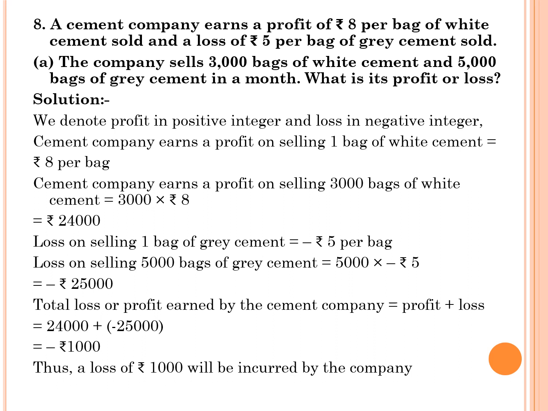Next question. A cement company earns a profit of rupees 8 per bag of white cement sold and a loss of rupees 5 per bag of grey cement sold. Question A. The company sells 3000 bags of white cement and 5000 bags of grey cement in a month. What is its profit or loss? Solution for this problem. We denote profit in positive integer and loss in negative integer.